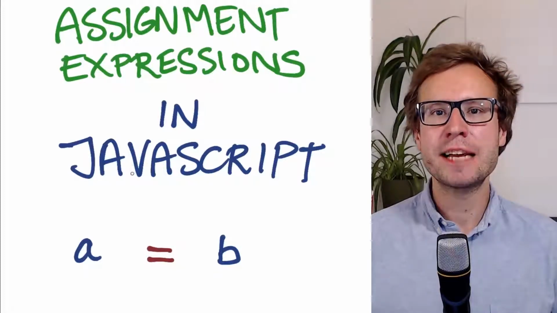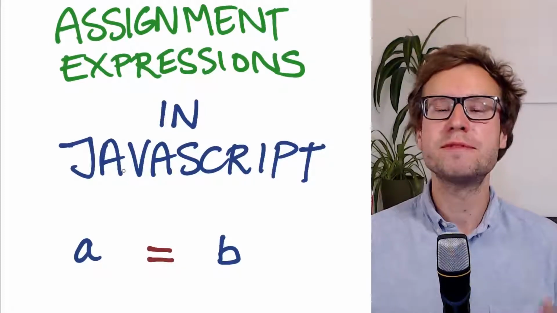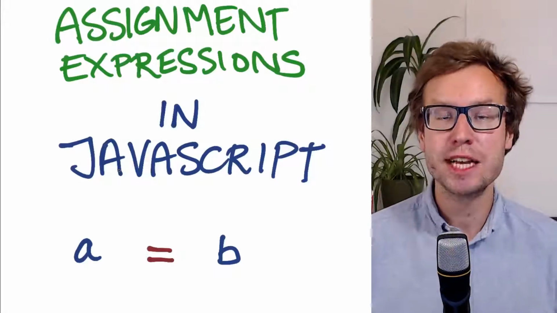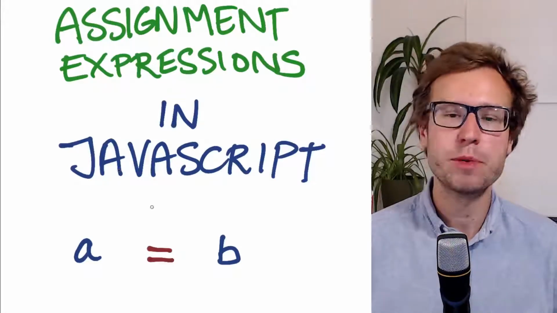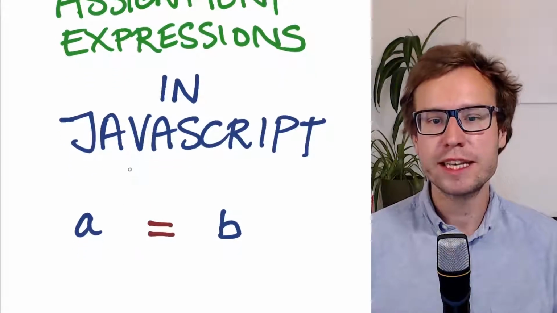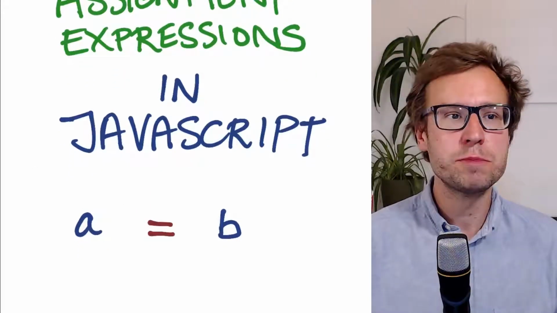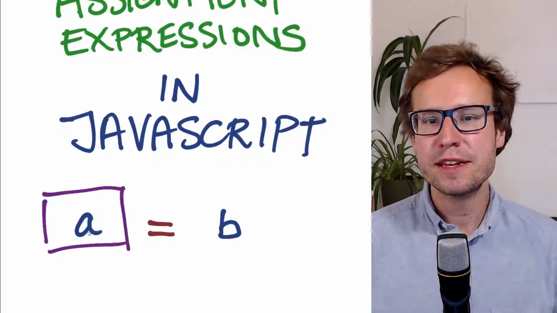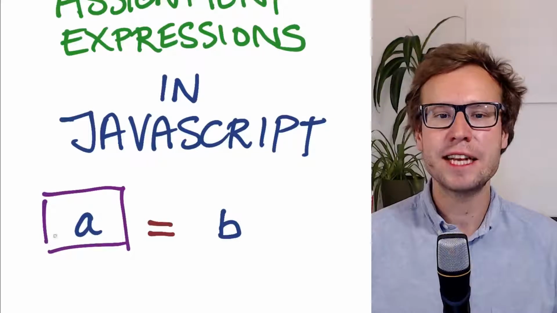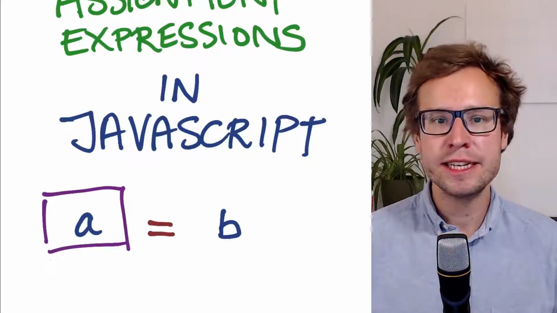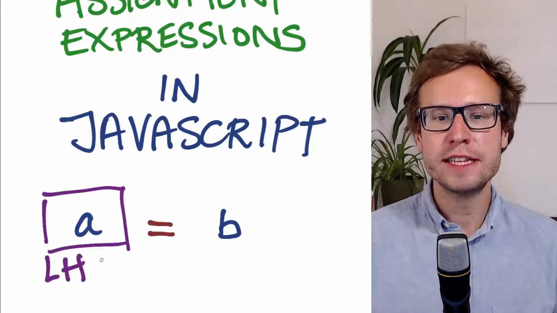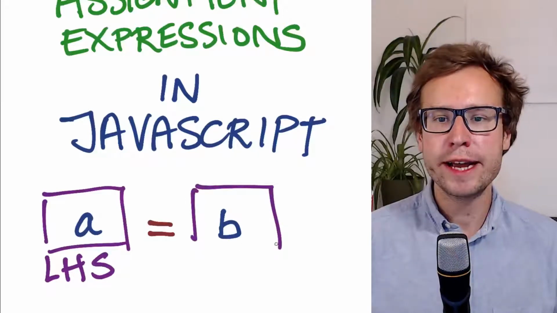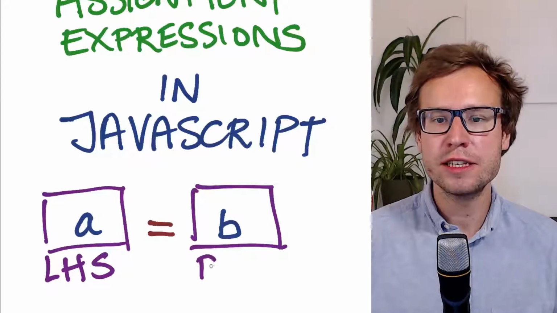The idea of an assignment is pretty straightforward. You take some value, you take the result of some expression, and you assign it into something. You assign it to a variable, for example. Usually that takes the form of a equals b, where a here is just a placeholder to mean the left-hand side. Sometimes, especially in math, we abbreviate this. We say LHS to mean left-hand side. And on the right, b is whatever is on the right-hand side.